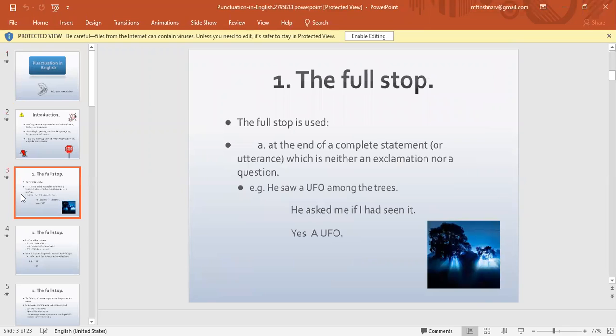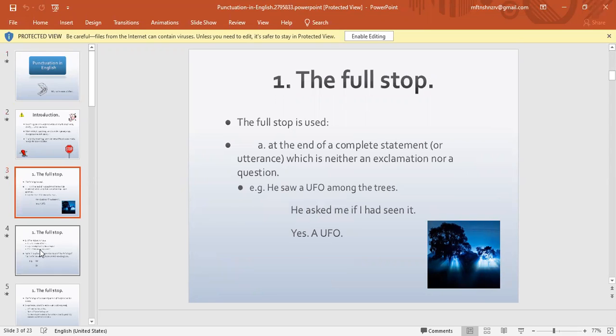The full stop is used at the end of a complete statement or utterance which is neither an exclamation nor a question. For example, he saw a UFO among the trees. He asked me if I had seen it. Yes, a UFO.